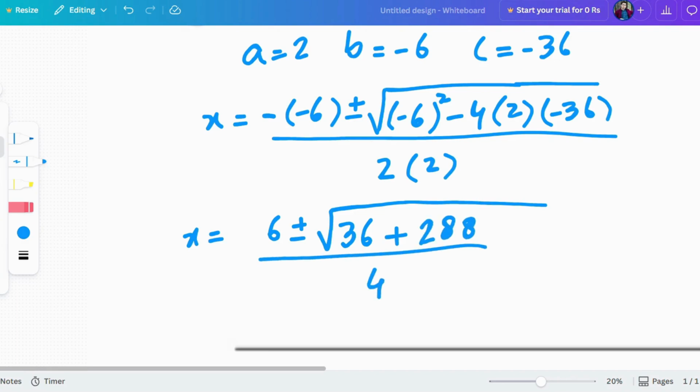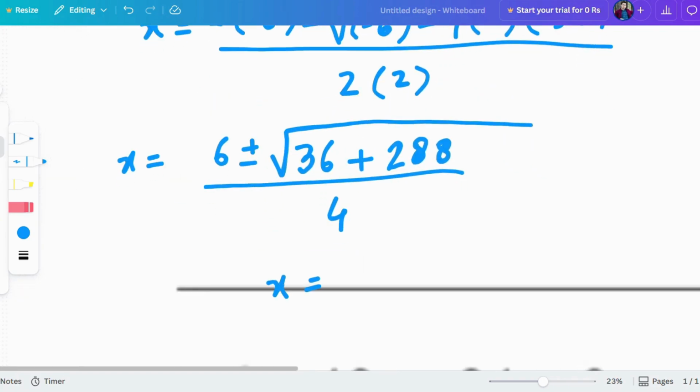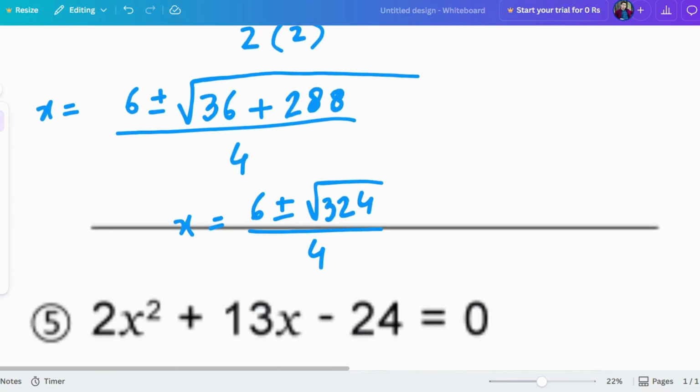All of it divided by 4. So now x equals 6 plus or minus the radical of 288 plus 36, which is 324, all of it divided by 4. Now I'm going to take the radical of it, which is equivalent to 18. So I can write it as 6 plus or minus 18 over 4.